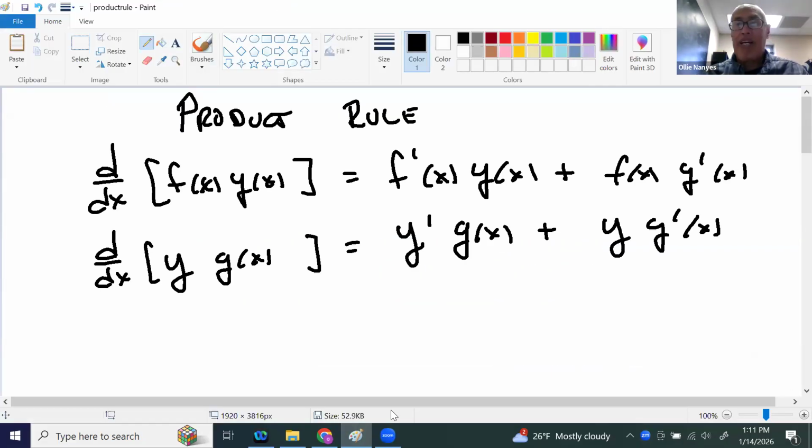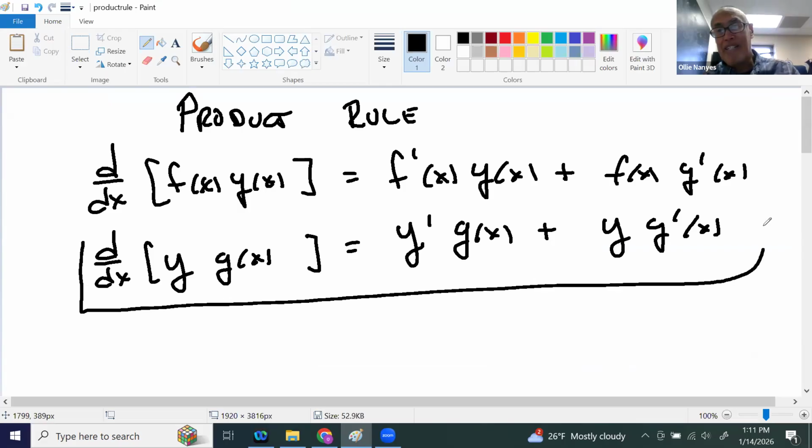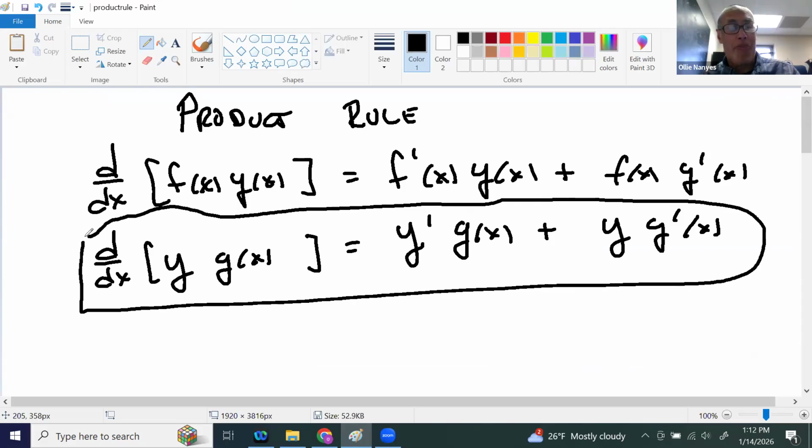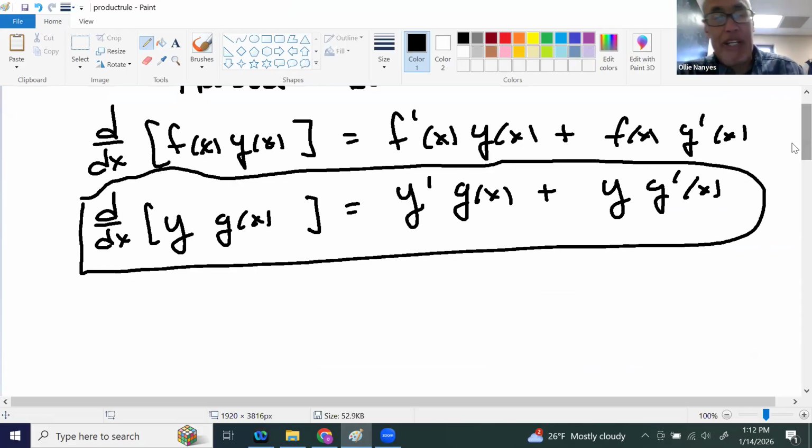Now, the product rule is how you differentiate a product of two functions, and the rule is written up here. I'm not going to prove it. This form right here is how you're actually going to see it in differential equations, at least some of the time. And just a quick example, let's just do something easy.